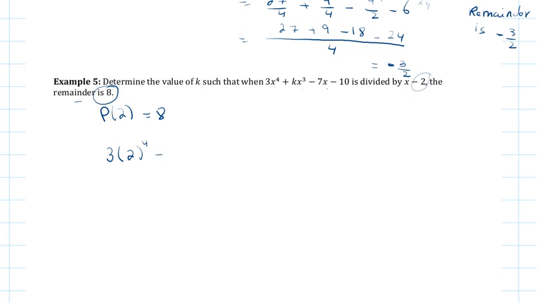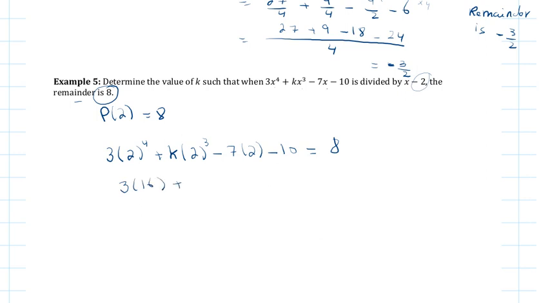So what I have to do here is plug in 2 for x and set it equal to 8. So 3 times 2 to the power of 4 plus k times 2 to the power of 3 minus 7 times 2 minus 10. I know that this is going to give me the remainder of 8. If you look at this, it's all numbers except k, which is the only variable. So we're going to solve for that k.